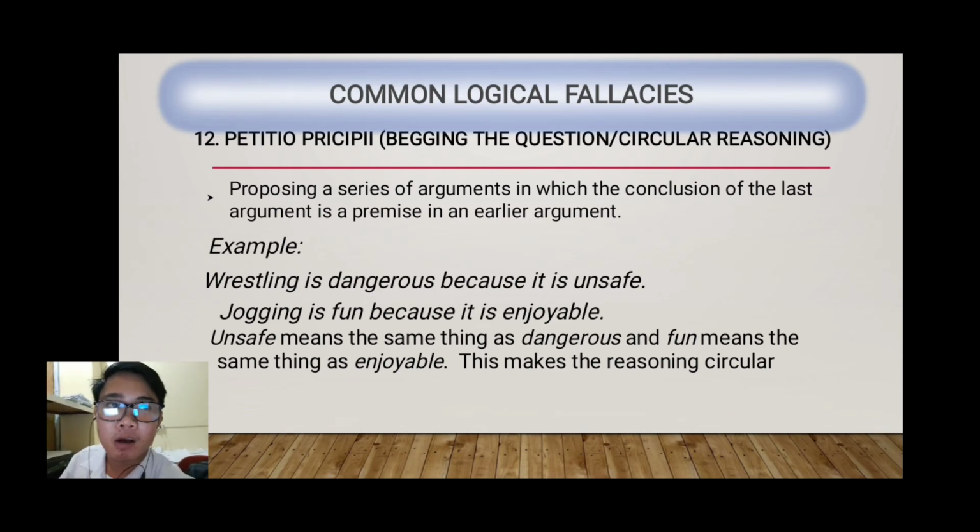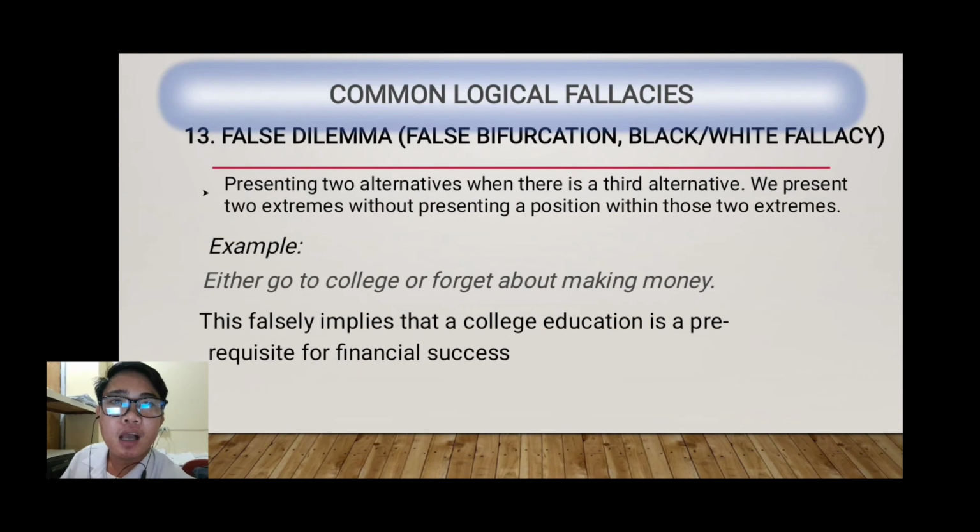Alright, number 13, false dilemma, or the false bifurcation, or the black and white fallacy. Okay? So, false dilemma is presenting two alternatives when there is a third alternative. We present two extremes without presenting a position within those two extremes. Example, either go to college or forget about making money.